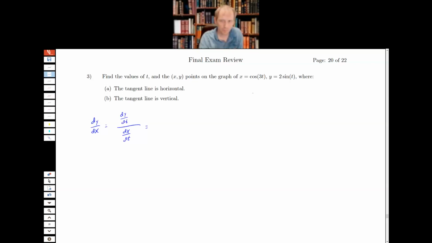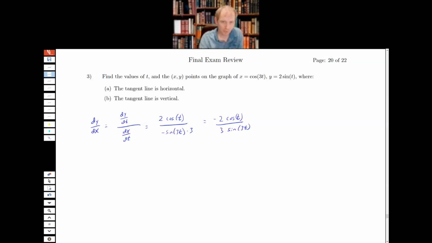The derivative of y with respect to t is going to be 2 cosine t. The derivative of x with respect to t is going to be, when I differentiate cosine, I get negative sine. Inside stays the same, and then I multiply by the derivative of the inside stuff. Okay, so I get negative 2 cosine t over 3 sine of 3t.